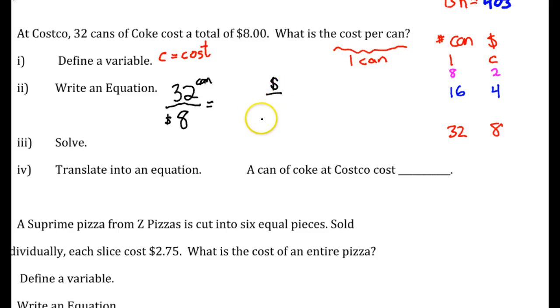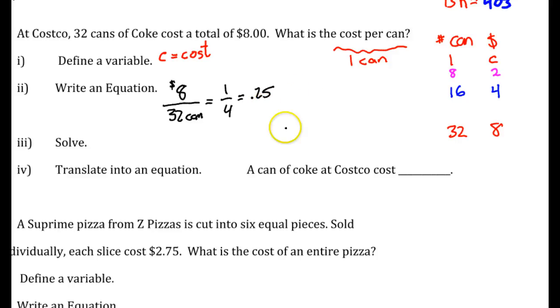Yeah. So let's try this. Let's do cost, which is $8 over 32. That would equal the cost per can. What does that come out to be? What does 8 over 32 reduce to? 1 over 4, which equals how much in dollars? A quarter. That's 0.25.